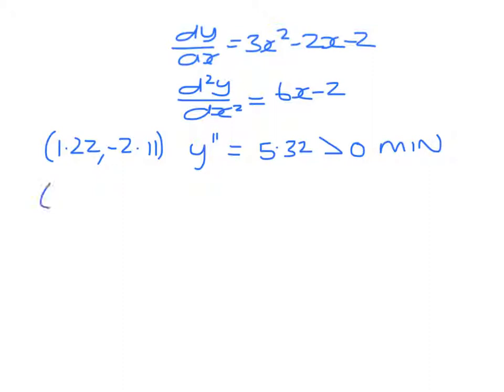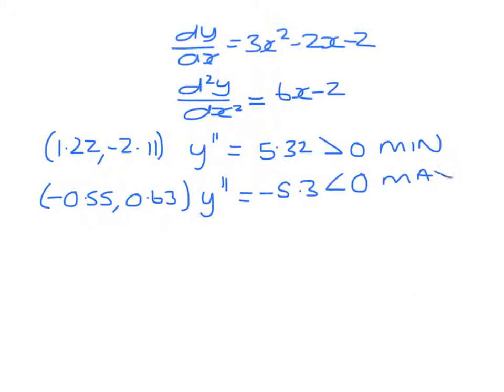My second turning point was at negative 0.55, 0.63, and if I substitute in negative 0.55, I get the second derivative to be negative 0.53. That's less than 0, so this is a maximum.